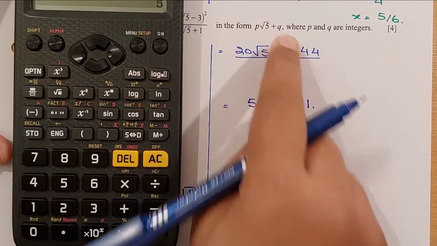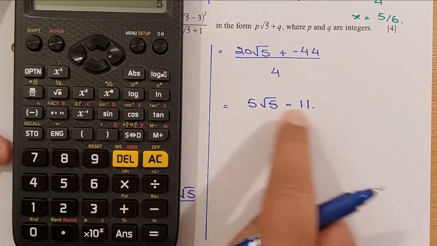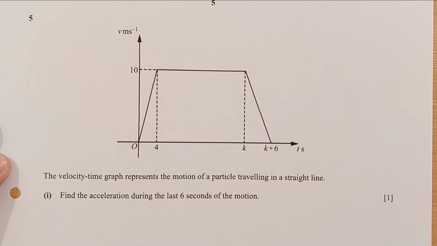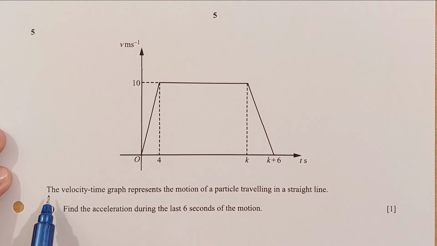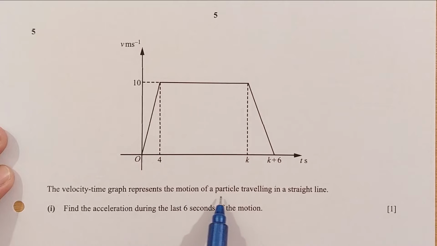So this is p square root of 5 plus q. p is 5 and q is negative 11. Question number 5. The velocity time graph represents the motion of a particle traveling in a straight line. Number 1. Find the acceleration during the last 6 seconds of the motion.